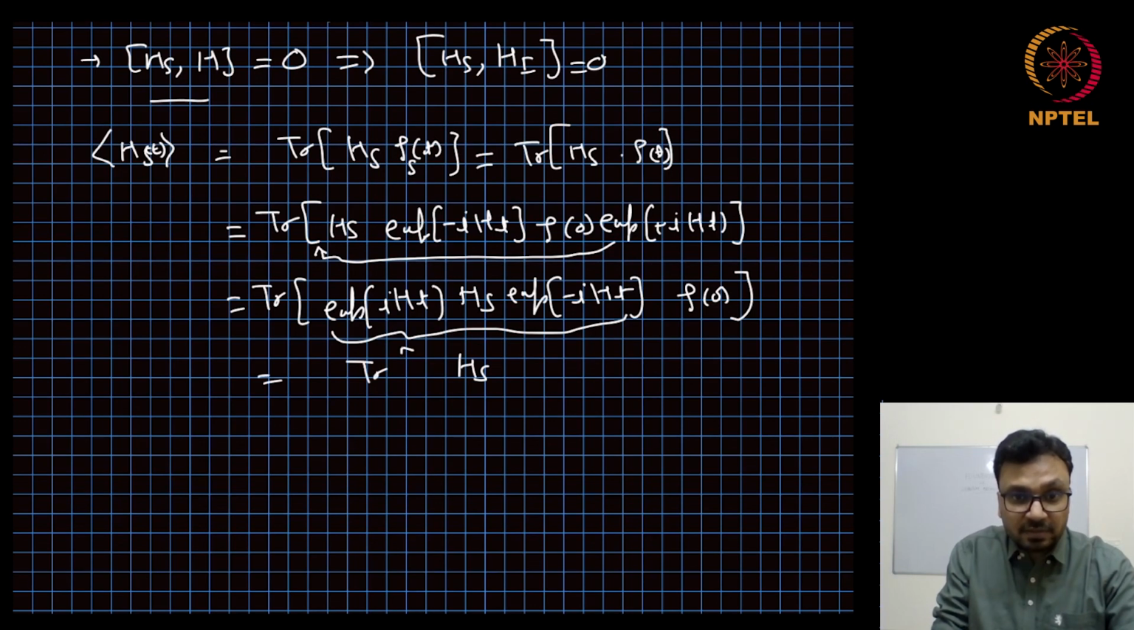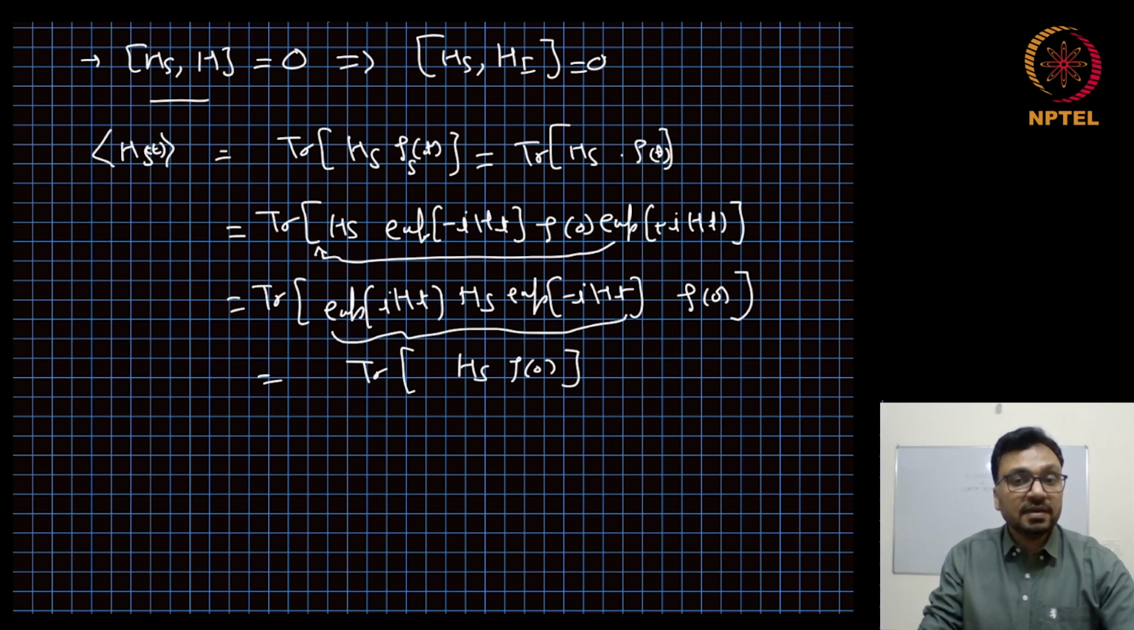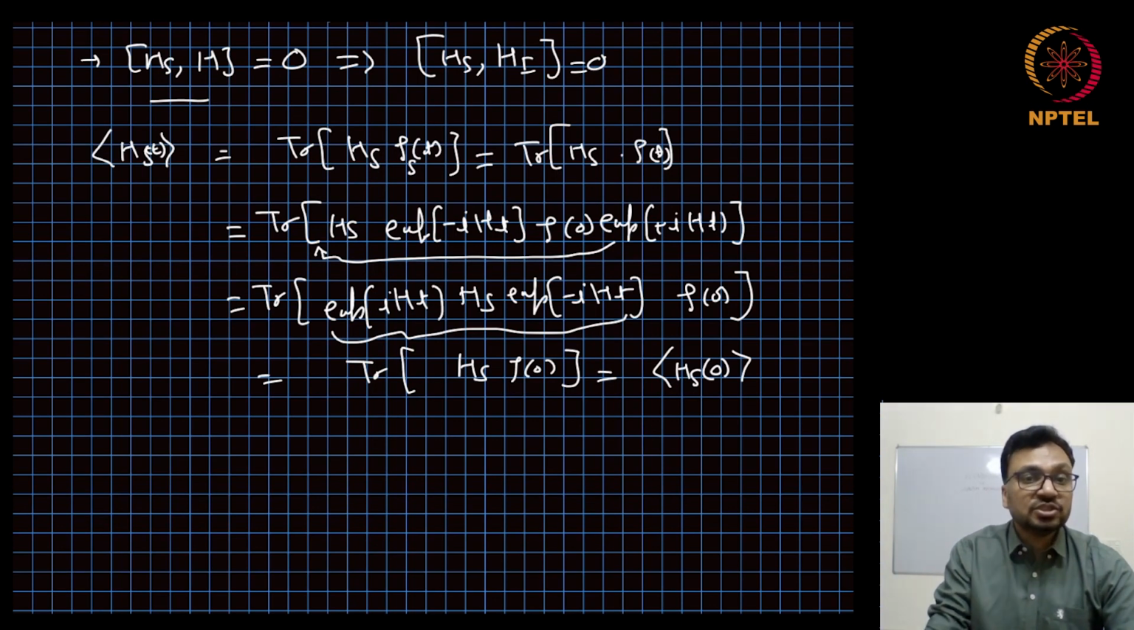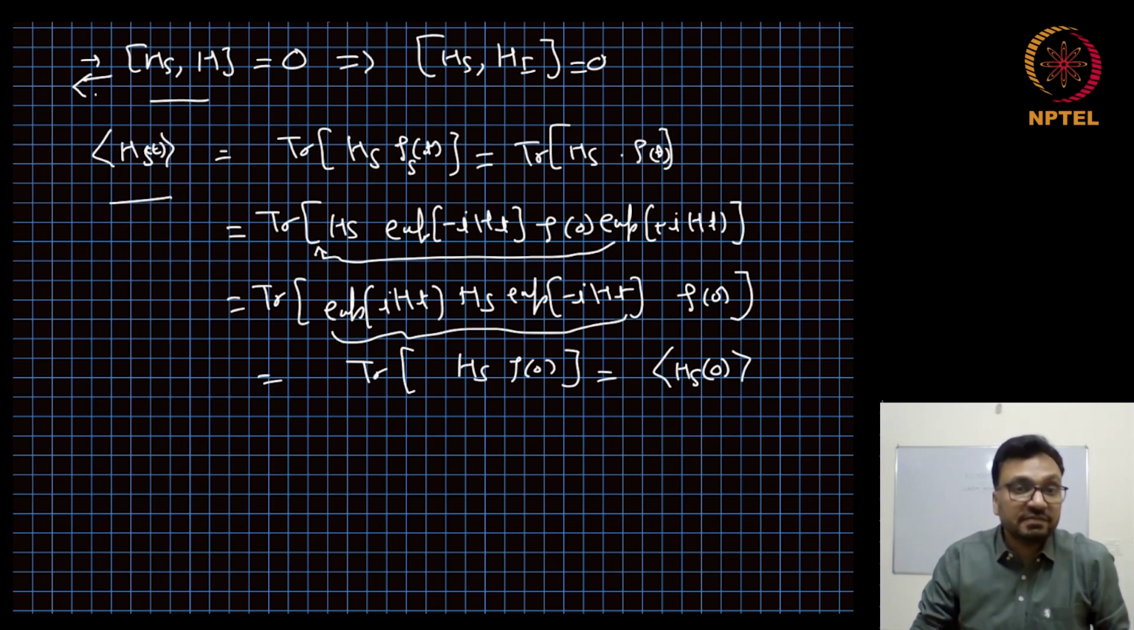So the whole thing will give us Hs times rho 0 and trace of that, and that is the expectation value of Hs at time 0. So it means that the average value of the energy does not change with time if Hs commutes with H. If this condition is satisfied, then the average energy of the system never changes.